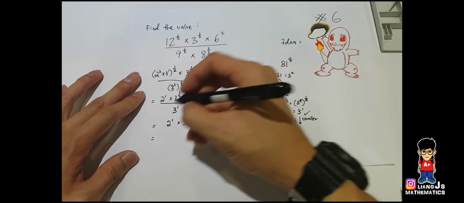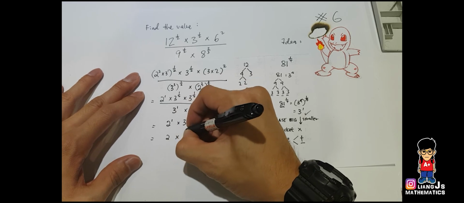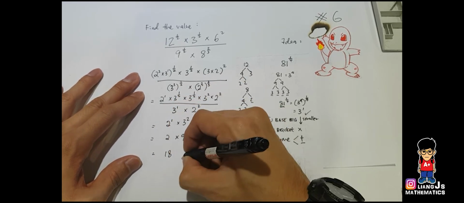Okay? So what you do next is you have to find the value. So 2 times 9. Your final answer becomes 18. Done.